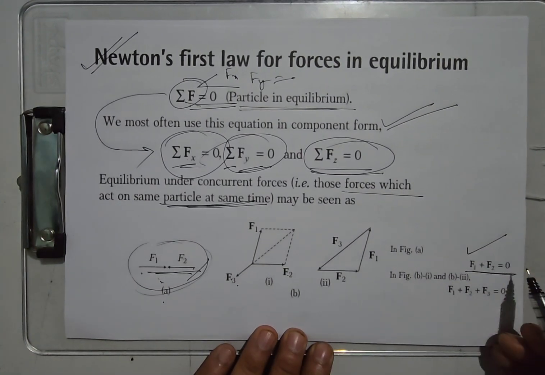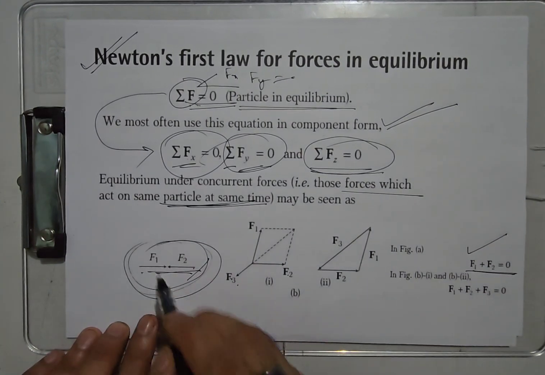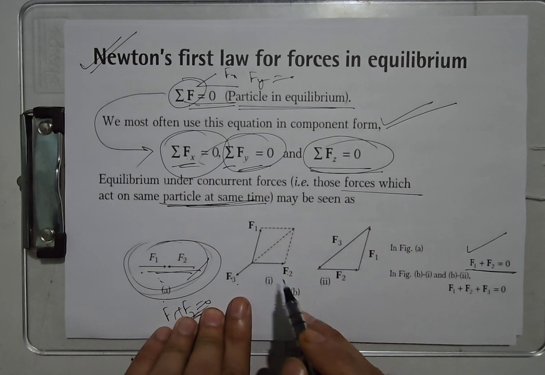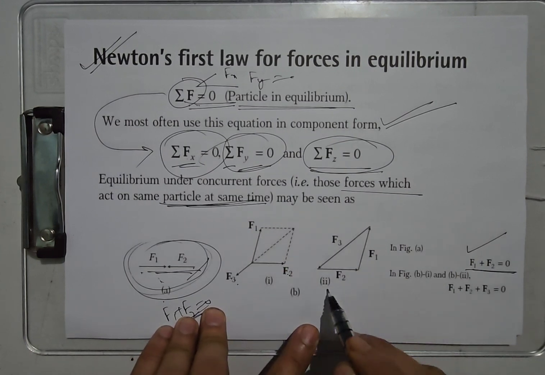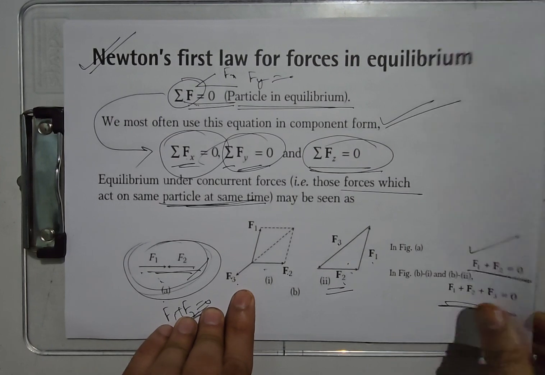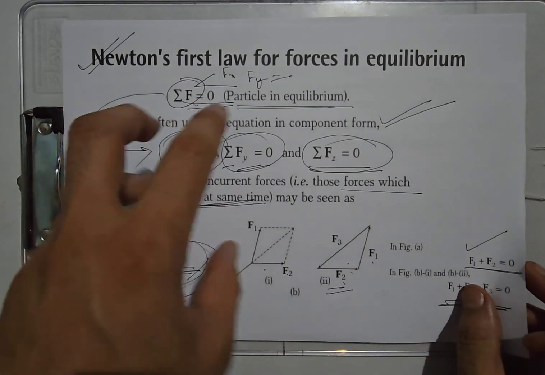For example, F1 plus F2 is equal to 0. Okay, in the first case, what is the force equation? F1 plus F2 is equal to 0, because both the forces are equal and opposite. In this case, we are having three forces, F1 plus F2 plus F3. So similarly, in the second figure also, F1 plus F2 plus F3. So on these two figures, F1 plus F2 plus F3 is equal to 0. So this is how we can calculate Newton's first law for forces in equilibrium.